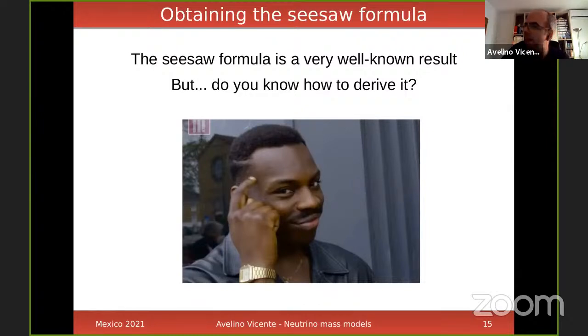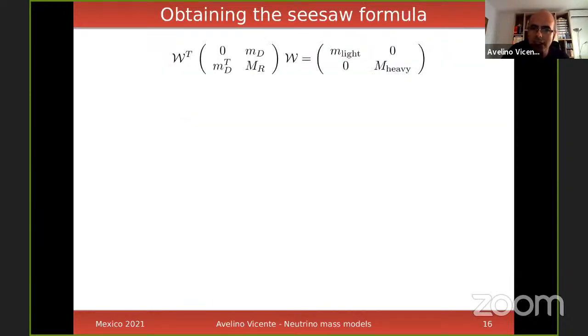It's not that complicated, but if you have never seen how to derive it, maybe you don't know how to do it. So let me tell you how you can derive this formula. We started with this mass matrix, and we want to diagonalize it to get something like this. We do it by means of a unitary transformation that I call W.